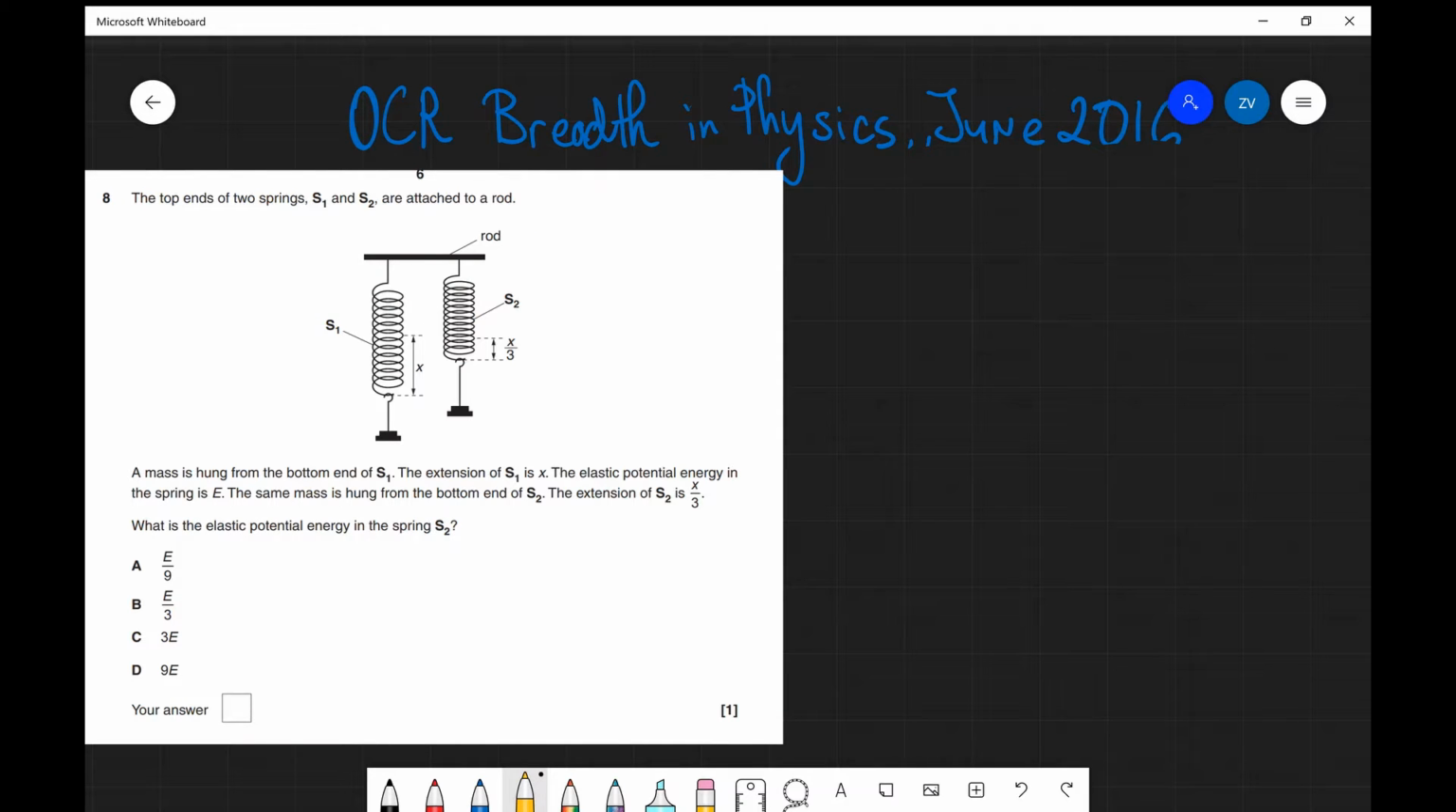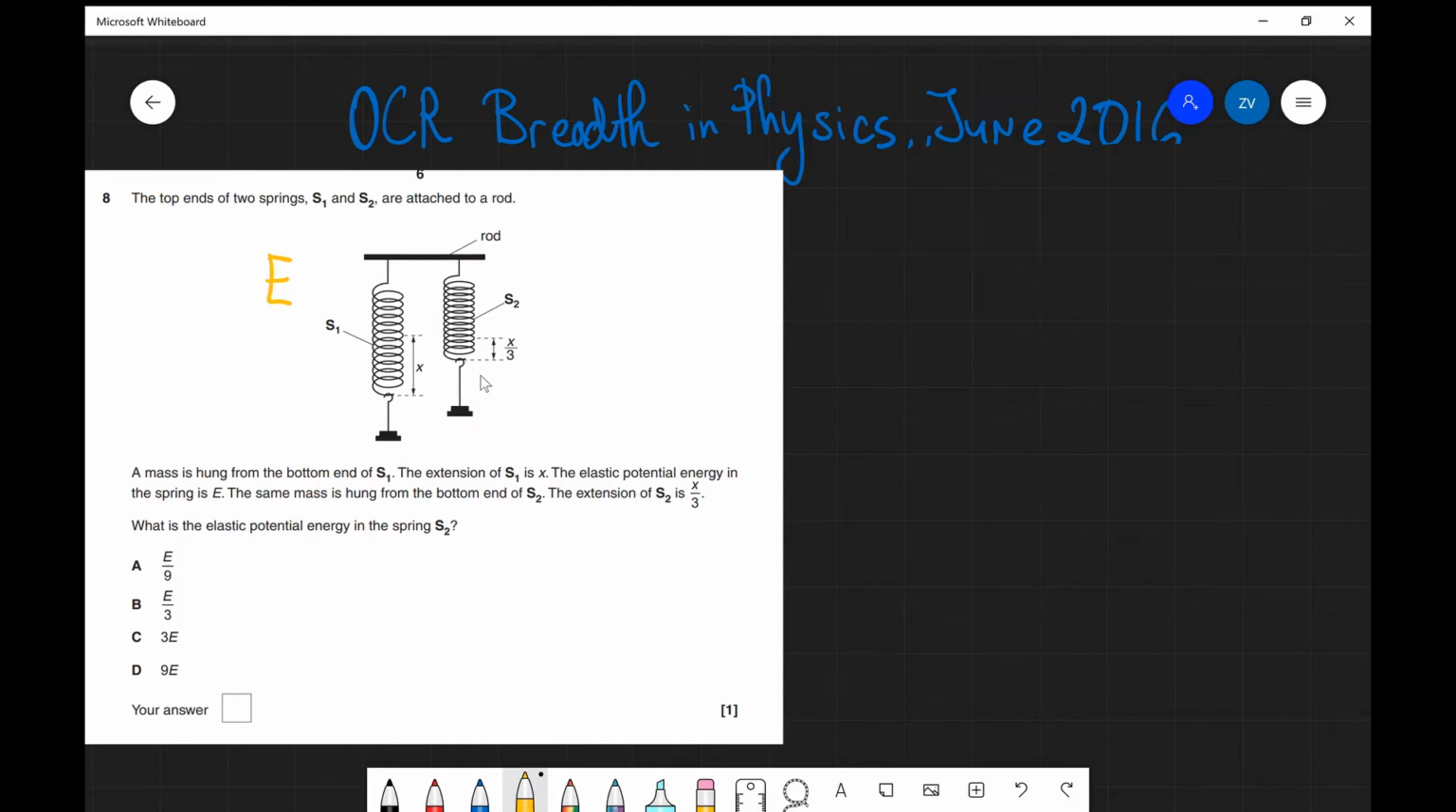Question 8. The top end of two springs, S1 and S2, are attached to a rod. The mass is hung from the bottom end of S1, and so this one over here has an extension X and has got an elastic potential energy E. Okay, the same mass is hung from the bottom of another spring called S2. The extension of S2 is X over 3, so 3 times less of an extension. We can see that over here in the diagram. What is the elastic potential energy in the spring S2?